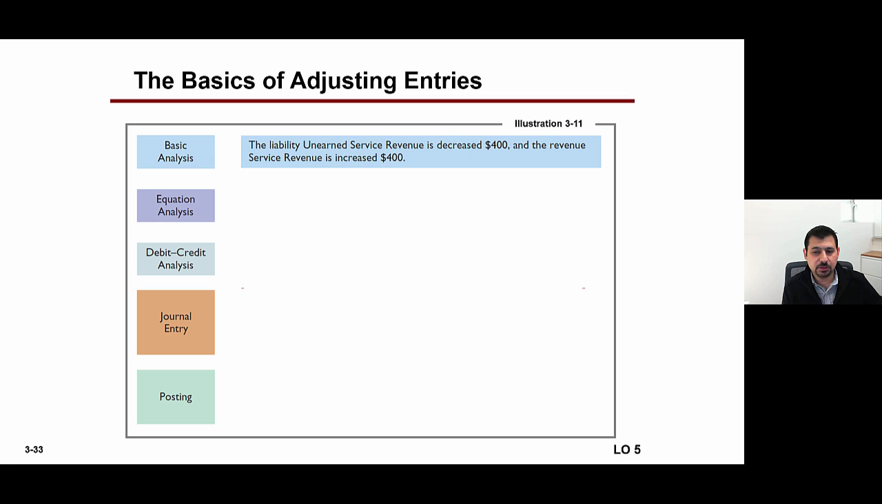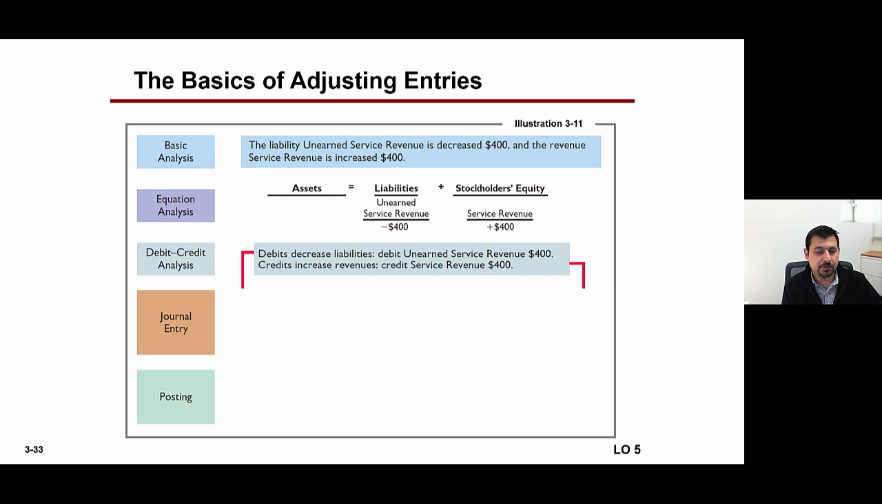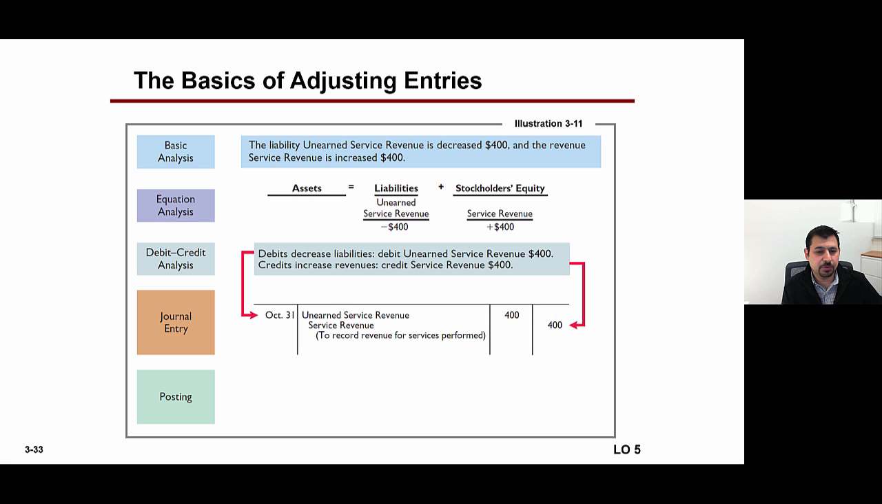Before adjustments, as we said, stockholders' equity, revenues, and net income were all understated by $400. Liabilities were overstated by $400. That was before the adjusting entry. And then once we are done with that, we post it.